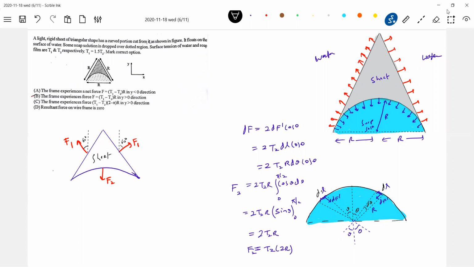Let's get into this one. What is F1? We'll calculate one by one. I'll write nearby this one, it'll be easier. F1 should be the force of surface tension due to water. It should be T1 into R. What is F2? F2 we calculate as T2 into 2R. Net force on the sheet should be equal to F2 minus 2F1 cos 60.